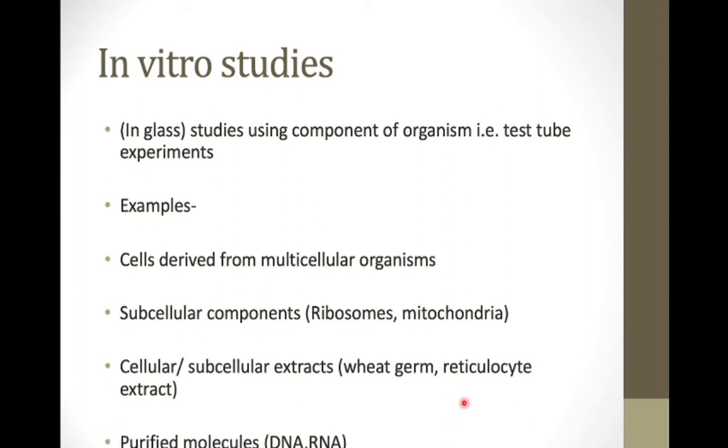Looking at the in vitro studies, this essentially means in glass studies, so in the test tube. It's using a component of the organism, but in the test tube. So examples include cells derived from a multicellular organism, which are grown in tissue culture. We can also perform analysis with subcellular components, things like ribosomes, which make up the machinery for protein synthesis, and mitochondria, which are organelles. We can also look at cellular and subcellular extracts. So in the past, we've looked at things like wheat germ or reticulocyte extract. We can even make proteins using these, they're essentially cytosol extracts. And also we can purify molecules, things like DNA and RNA, to perform in vitro studies.